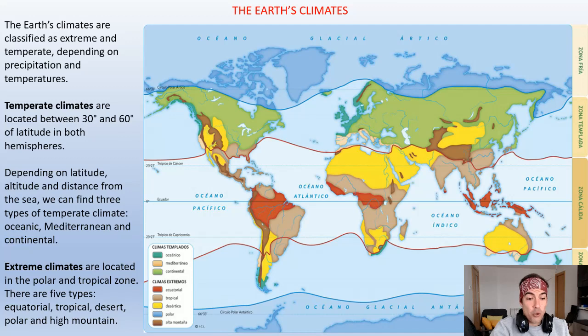Then we have the extreme climates, that are located in the polar and the tropical zones. I cannot see the pointer of the mouse, yes, here it is. We have several types, five: equatorial, tropical in red, tropical in light brown, the desert in yellow, polar in blue, and high mountain in brown.